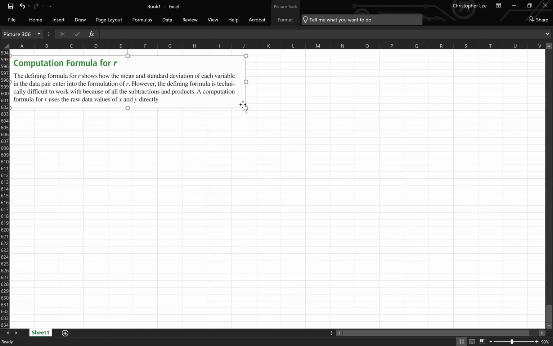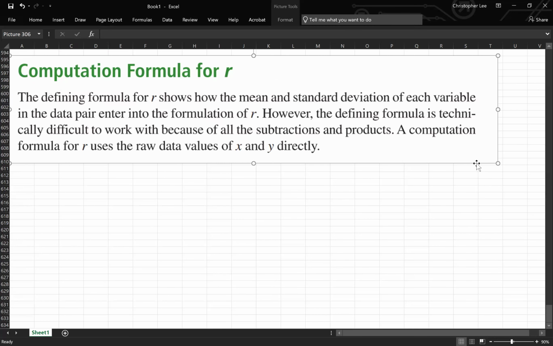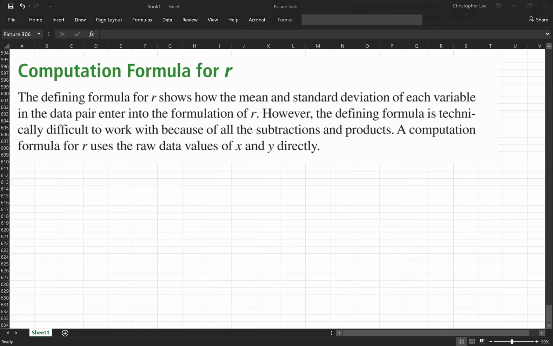So look, computation formula for R, right? So this is the mathematical formula. The defining formula for R shows how the mean and standard deviation for each variable in the data pair enters into the formation of R. However, the defining formula is technically difficult to work with because of all the subtractions and products. A computation formula for R uses the raw data values of X and Y directly, right? So that's what I want to show you guys, the simple computation formula. It involves X's and Y's.